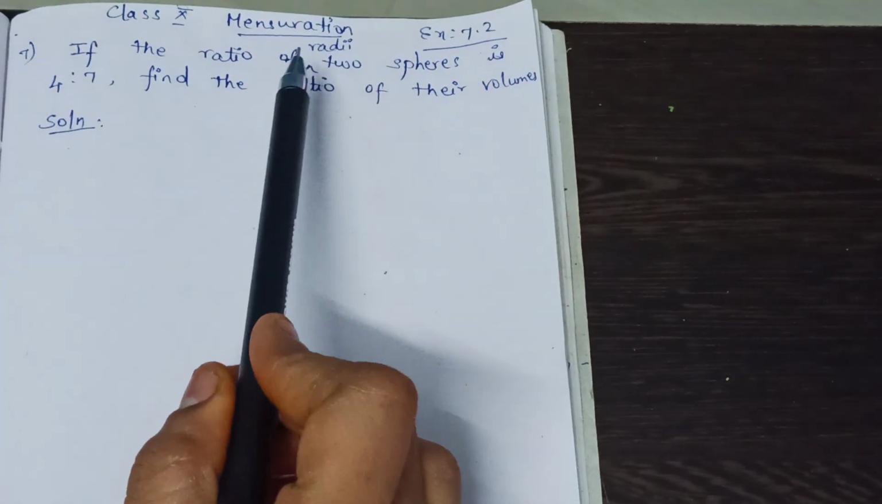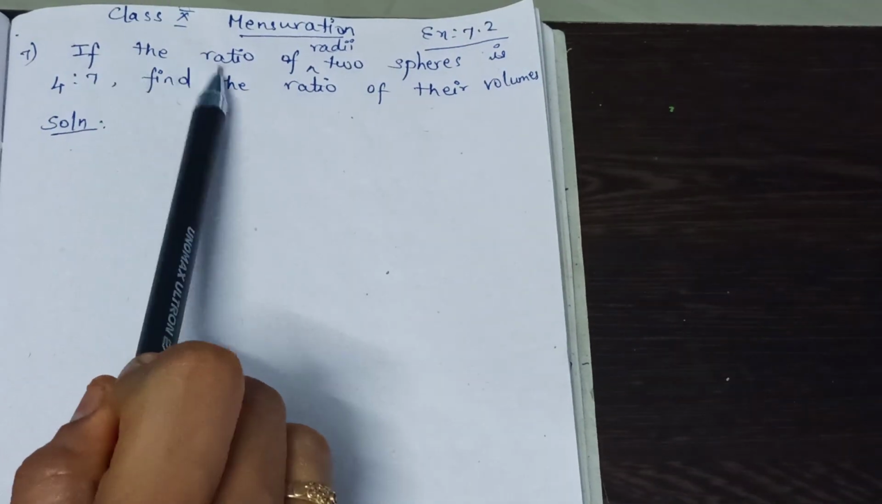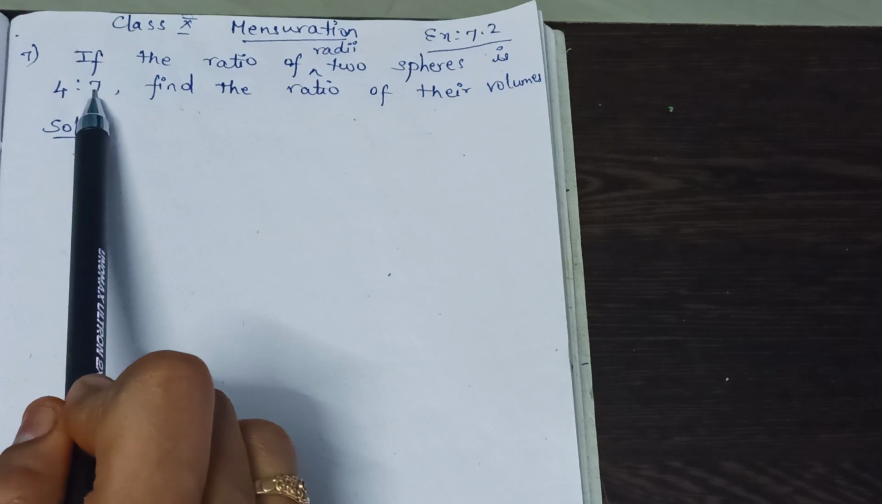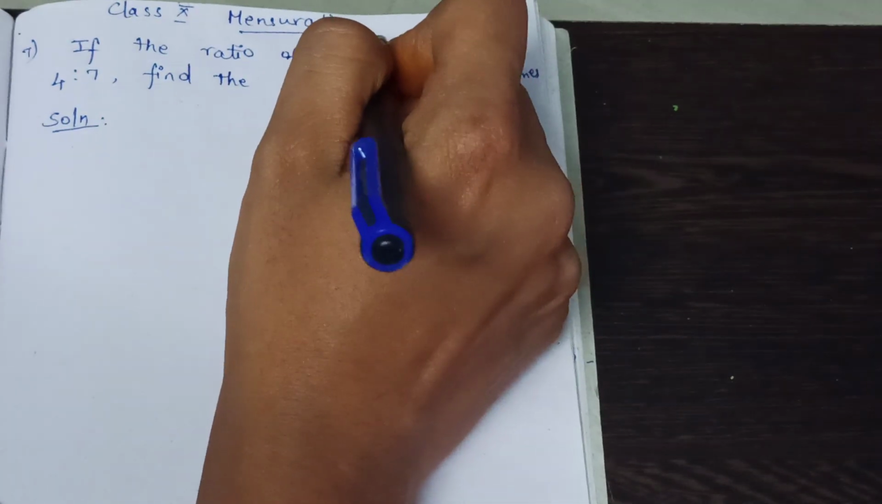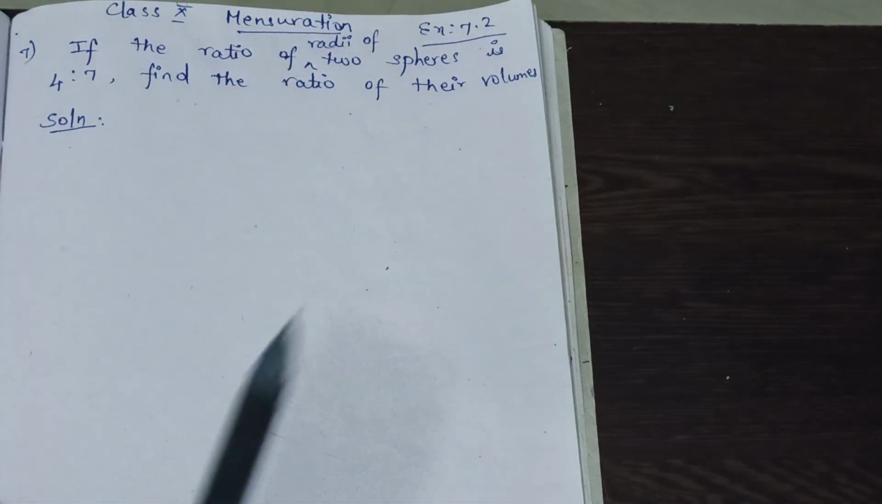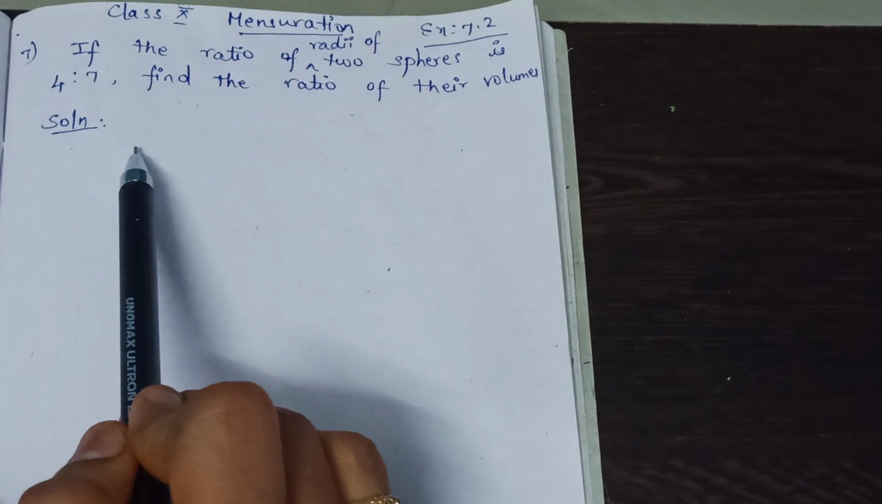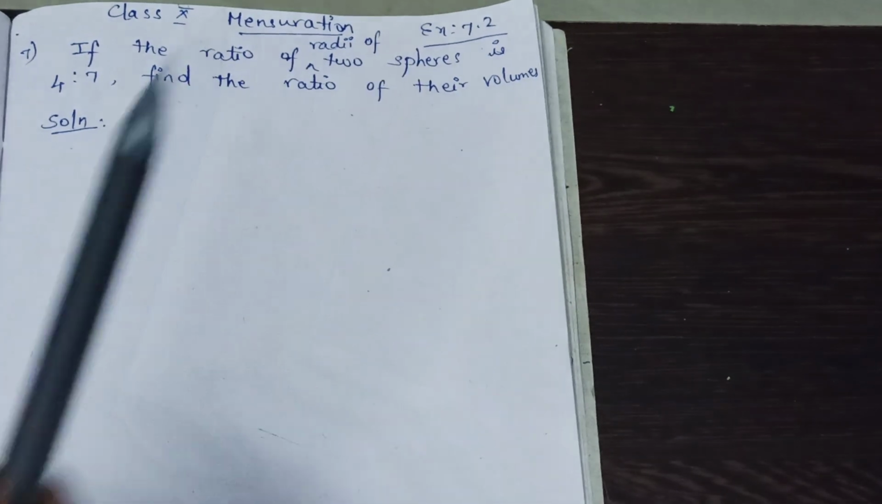Let us discuss a problem in mensuration of class 10. If the ratio of radii of two spheres is 4:7, find the ratio of their volumes. So what is given in the problem? Ratio of radii of two spheres is given and we have to find the ratio of their volumes.